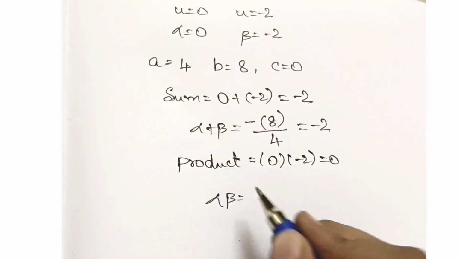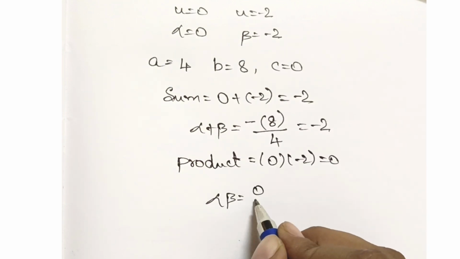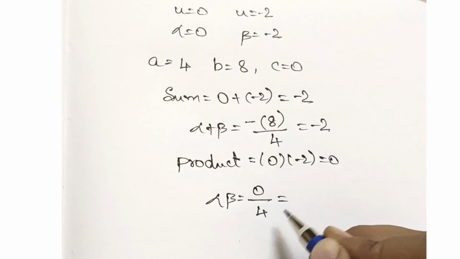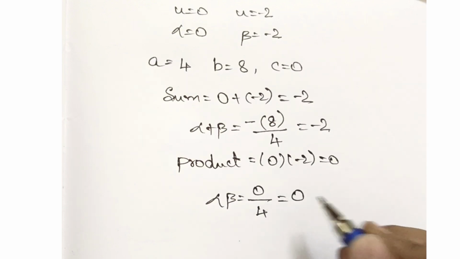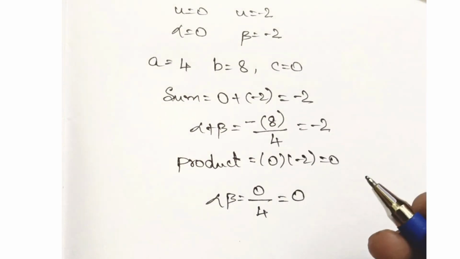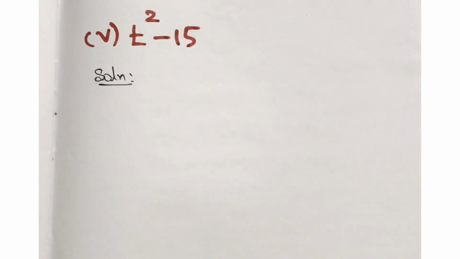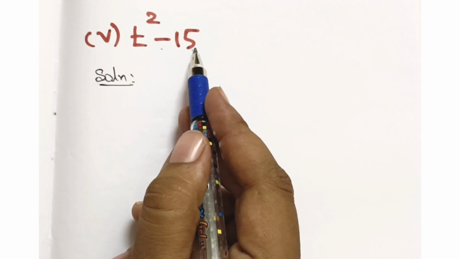0 into minus 2 equal to 0. Alpha beta equal to c by a. What is c? c by a, 4. 0 by any number is 0. So we verify the relationship between the zeros and the coefficients of polynomials. And the next problem is t square minus 15.